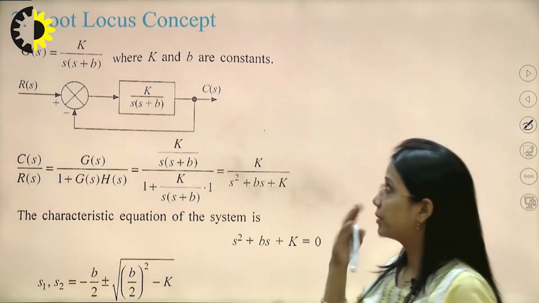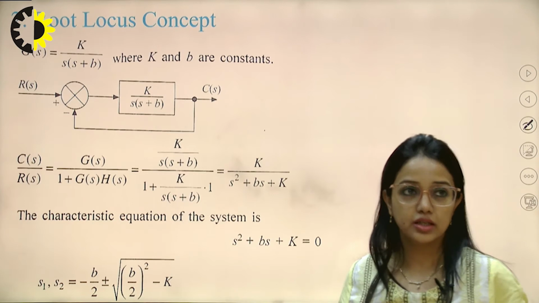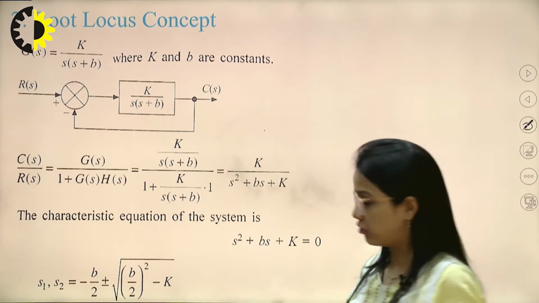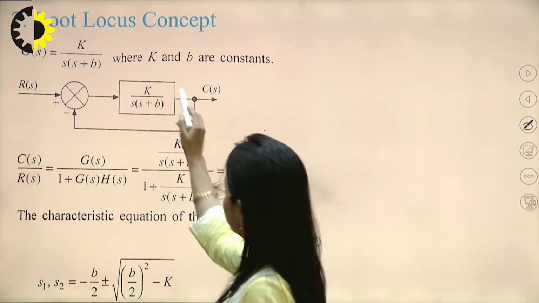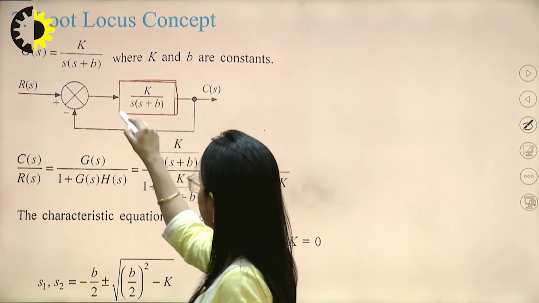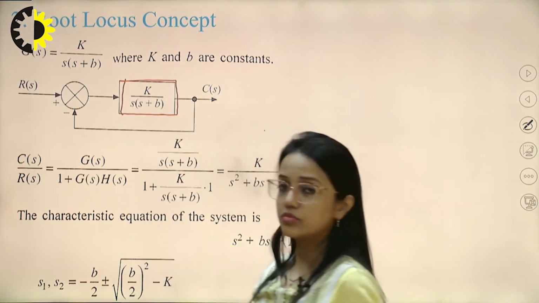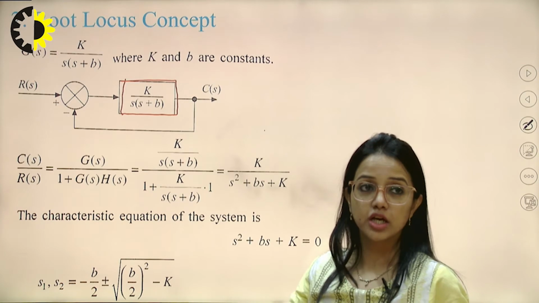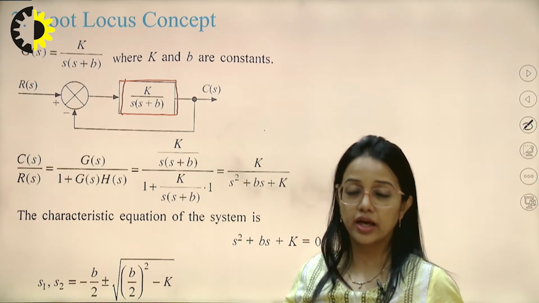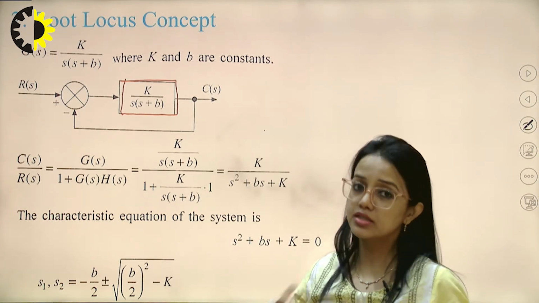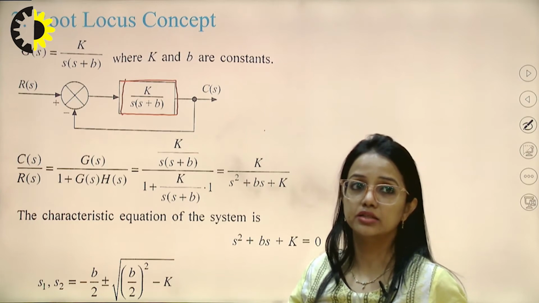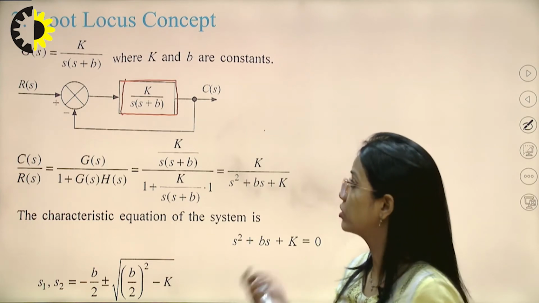So this is a basic concept in which we can see the open loop gain. Why are we calling it open loop gain? Because this is the open loop gain which is not connected and not dependent upon the feedback. It is just the open loop gain, and here k and b are some constants.